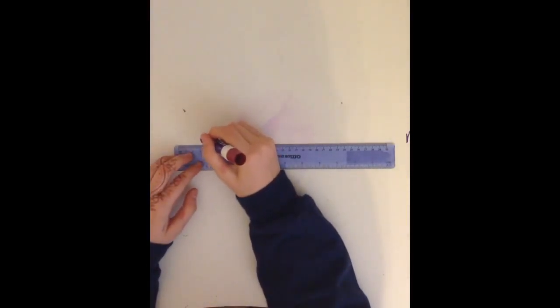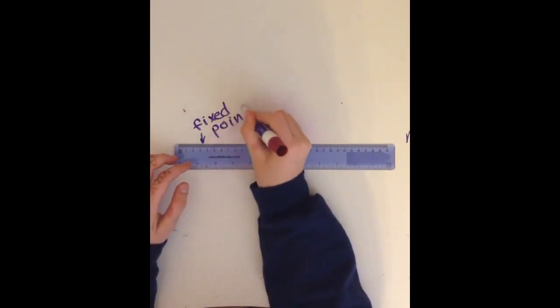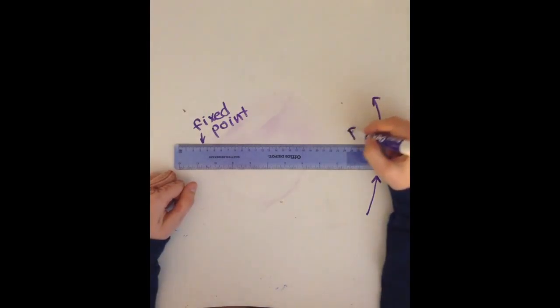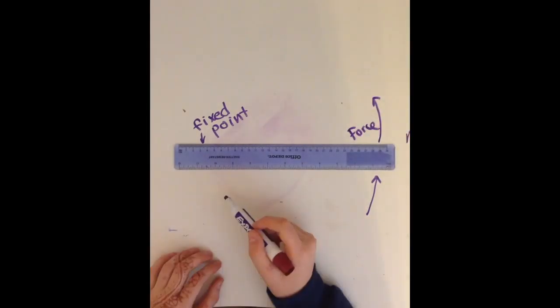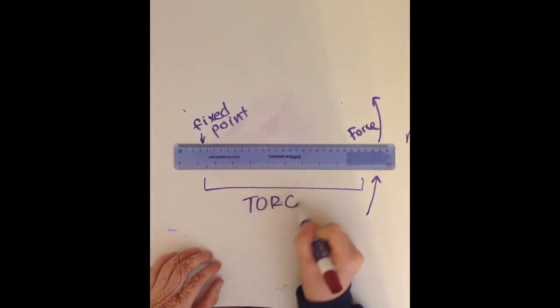Let me show you what I mean. So you have a fixed point on one side and the force that's acting on the ruler on the other side. Well, the difference between the fixed point and the force is called torque.